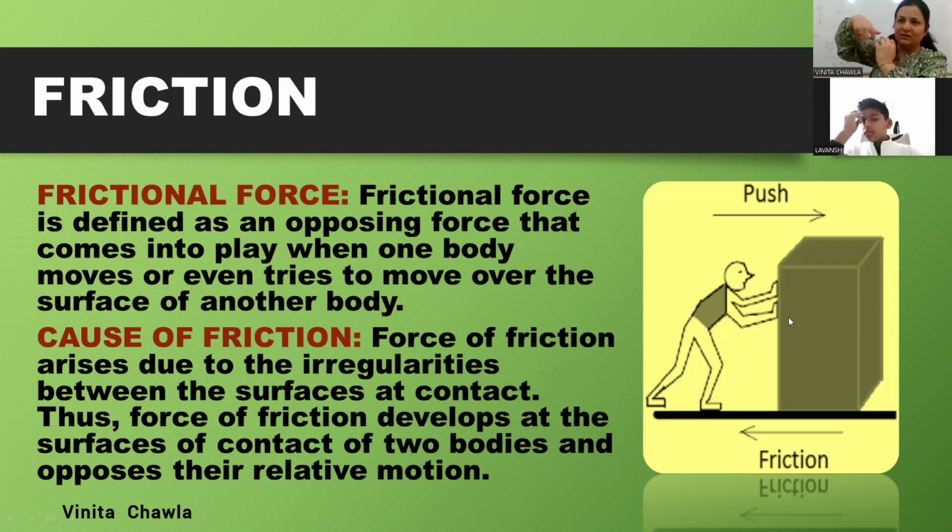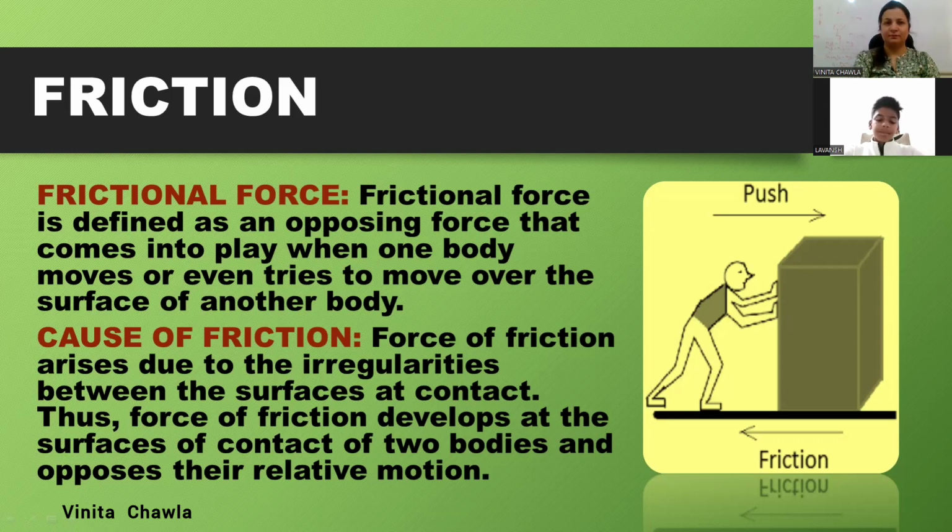When we try to move one surface over the other, we need to break these irregularities. Only then can this object be moved over the surface of another object. So some force is required to break these irregularities. If we apply sufficient force to break the irregularities, then the object moves. Otherwise, it won't move.